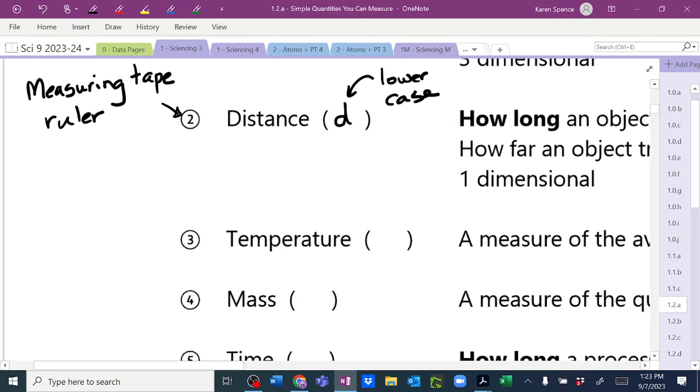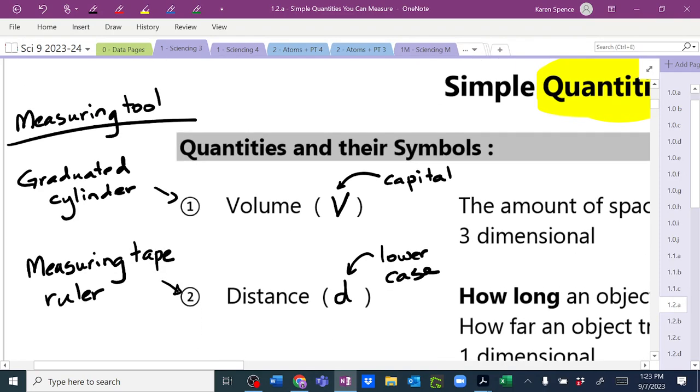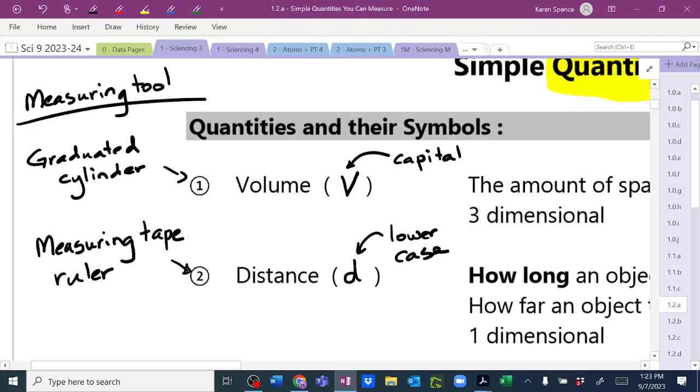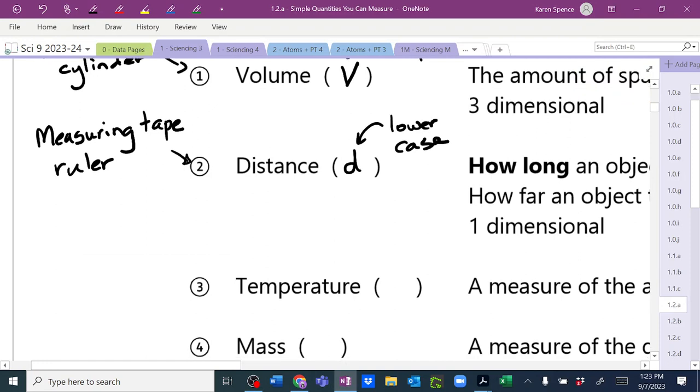Temperature. What is temperature measuring? Volume is measuring how much space something takes up. Distance is measuring how long something is, or how far it is. What is temperature measuring? How hot or cold something is. Yes.